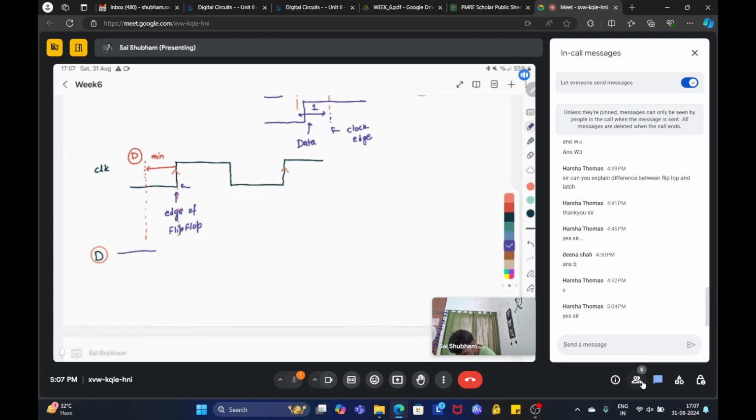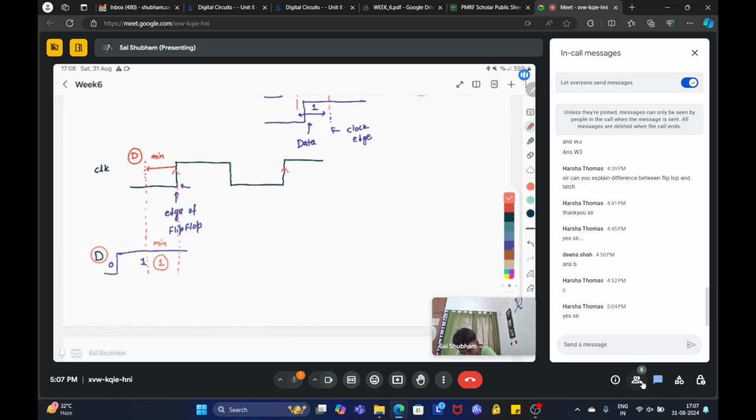Similarly, if you have some data D, which is fine, it made a transition from 0 to 1 and it is fairly beyond this minimum window. So there is no problem with this. So data is available. It is not transitioning in this minimum window.